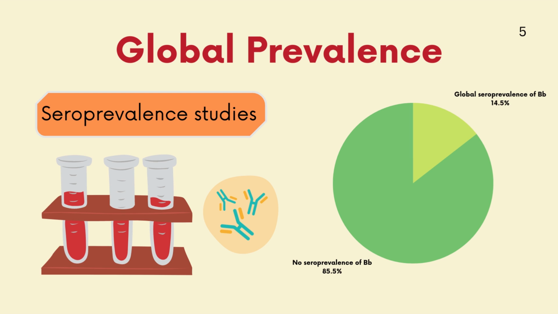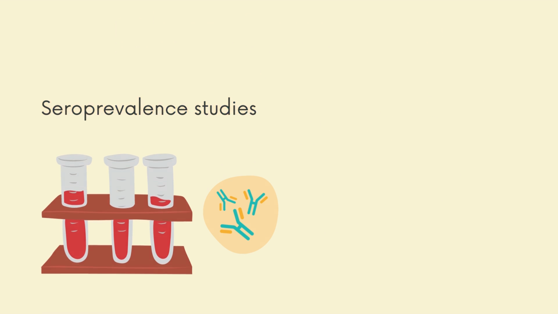As a result, the group found that the global seropositivity for Borrelia was 14.5%. This means that an estimated 14.5% of the world's population has previously been or is currently infected with Borrelia, and therefore previously had or currently has Lyme disease.